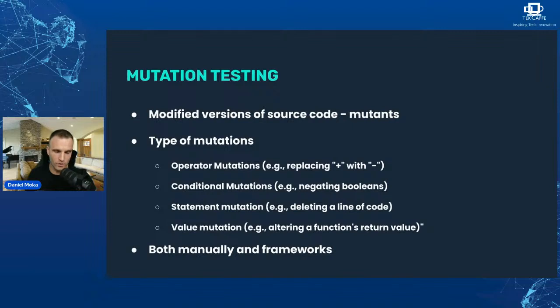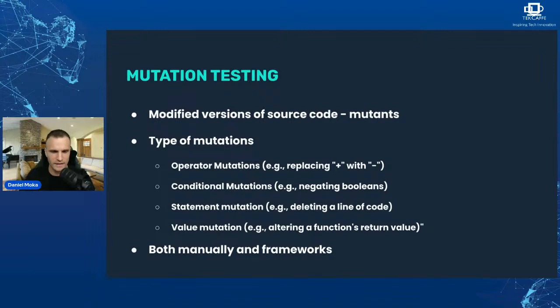After you introduce the modification in the code, you run all your tests. If you have at least one failing test, it means your tests are able to catch the bug or modification you just introduced. So your test suite is strong enough to catch the bug in the code. Or if all your tests are green, then they are not strong enough. It means you have a missing test or missing test assertions.